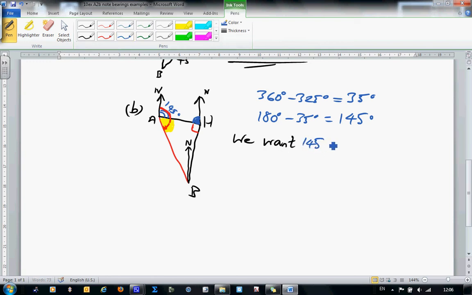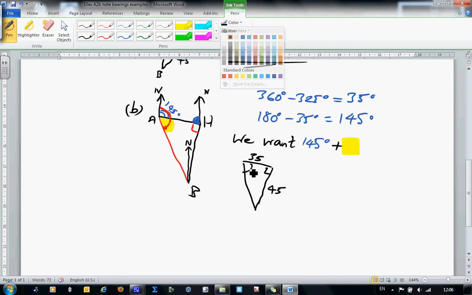Okay, this is how we do it. I draw sketches quite a lot. I'm just taking relevant bits now. This is 45 kilometers, this is 35 kilometers. This is our yellow angle. This is the angle that we are trying to find. There we go. So let's have a look at what we've got. This is the opposite. This is the adjacent. So we've got good old SOHCAHTOA.